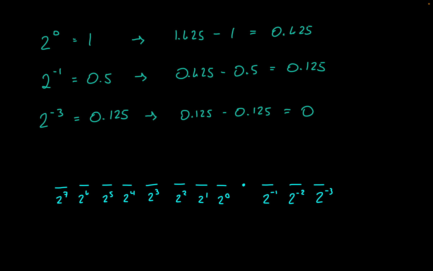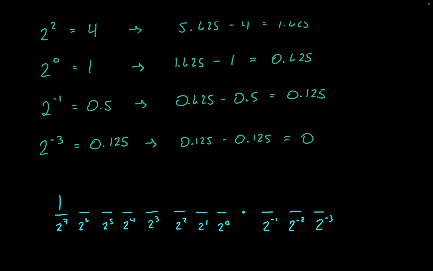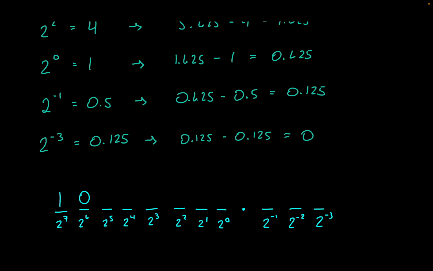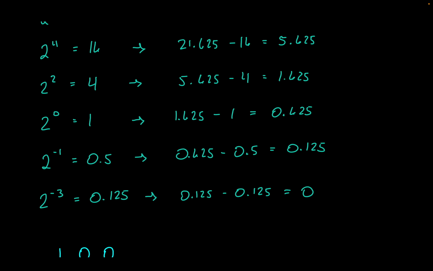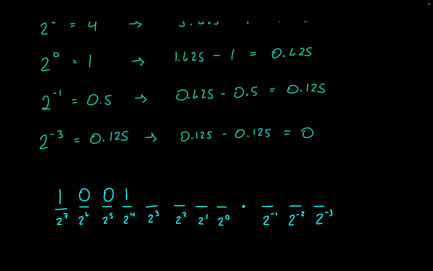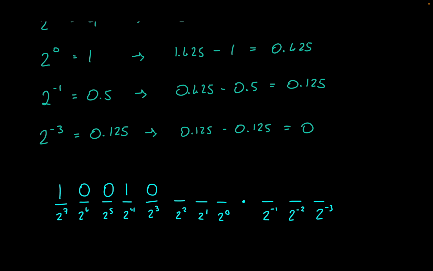Now we can start filling in these blanks. We had a 2 to the 7, so we'll place a 1 above our 2 to the 7. But notice we don't have any 2 to the 6 or 2 to the 5, so we'll place a 0 in these two spots. Then we have a 2 to the 4, so we'll place a 1 there, but we don't have a 2 to the 3, so we'll have a 0. But we do have a 2 to the 2 and a 2 to the 0, so we'll have 1s in both those spots. And then notice we have a 2 to the negative 1 and 2 to the negative 3, so we'll have 1s there, but we have no 2 to the negative 2.